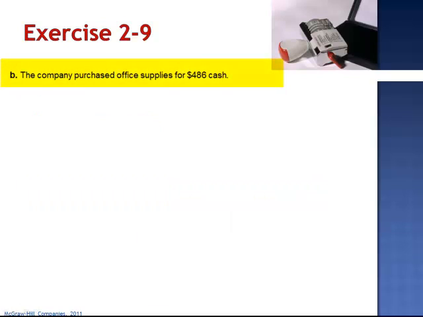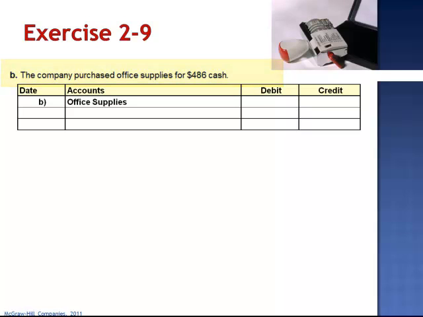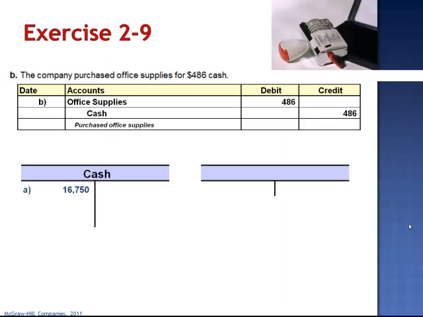Letter B. The company purchased office supplies for $486 cash. The journal entry is a debit to office supplies and a credit to cash. We debit the office supplies account and credit cash.